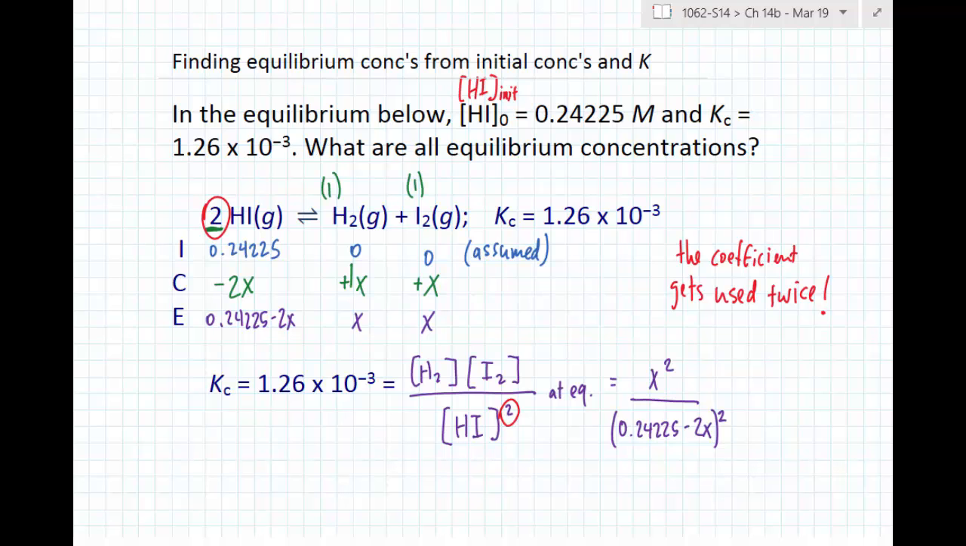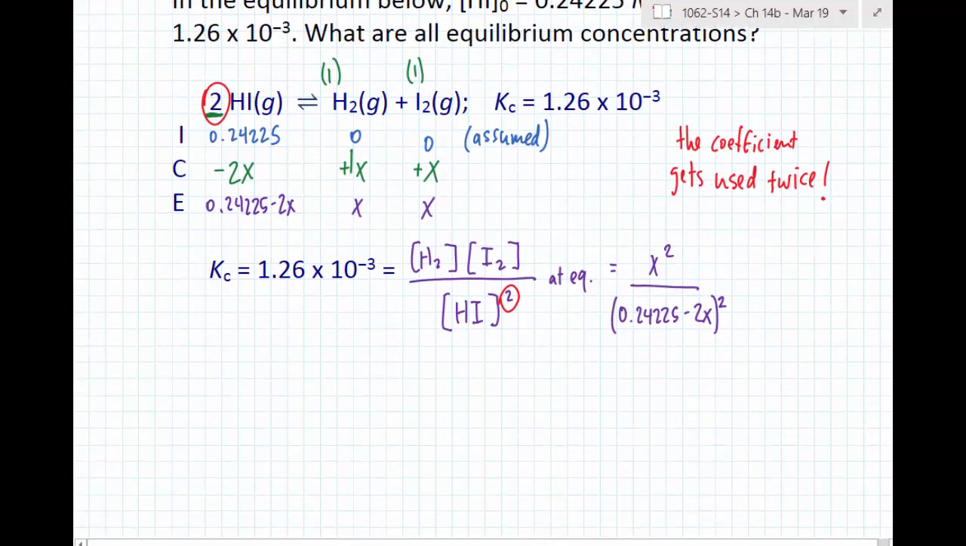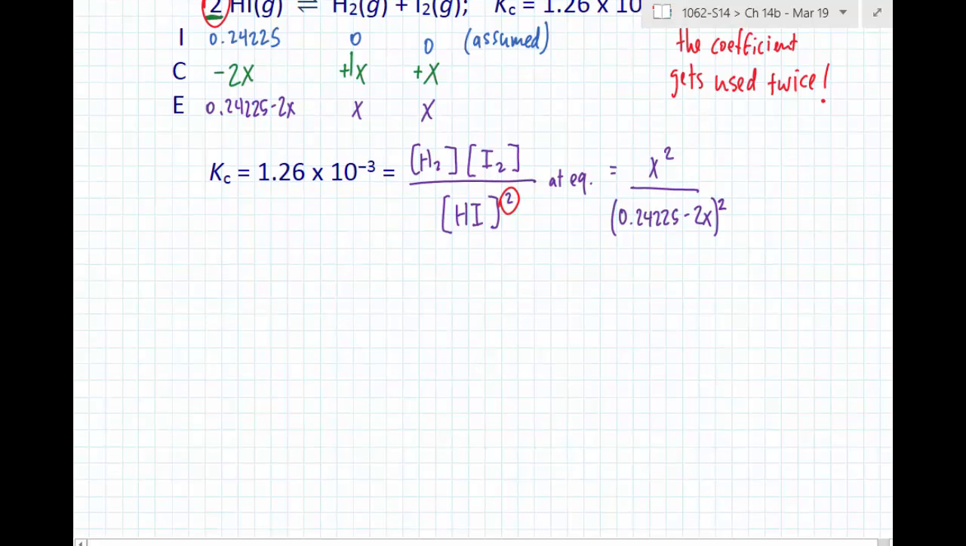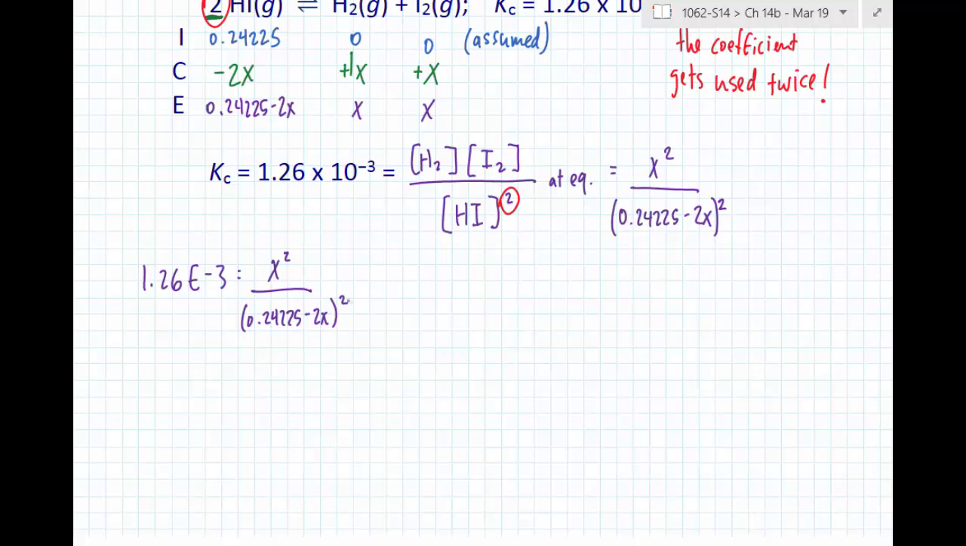Okay? And then let's just rewrite this equation that we've made. 1.26 times 10 to the minus 3 equals x squared over 0.22 over (225 minus 2x) squared. Okay. And then we've got a little bit of algebra to do.